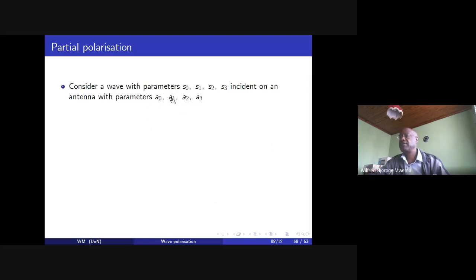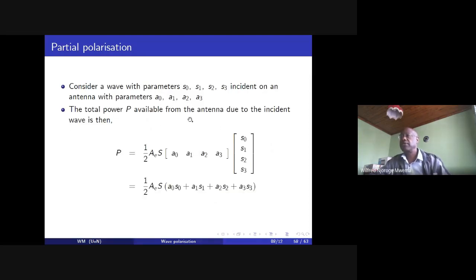And if we consider a wave with parameters S0, S1, S2, and S3 incident on an antenna with parameters A0, A1, A2, and A3, then the total power available from the antenna is the maximum the antenna can give you under these conditions. Due to the incident wave, it's going to be given by that multiplied by that value there. And if you look at this, you'll get that it is going to be half. AE is usually called the antenna aperture or cross-section area, and this is usually an electrical kind of quantity with dimensions of area, but it's related to the wavelength of the signal.